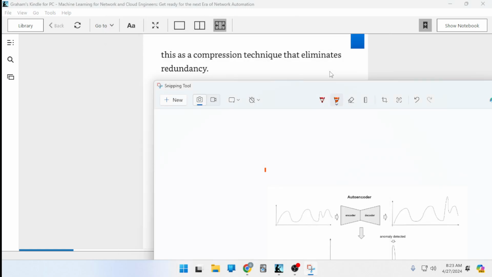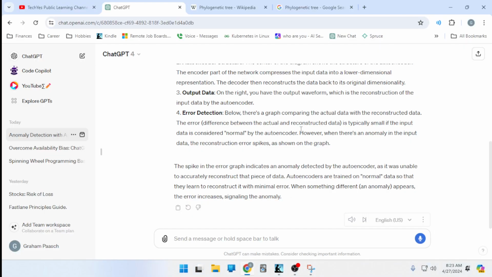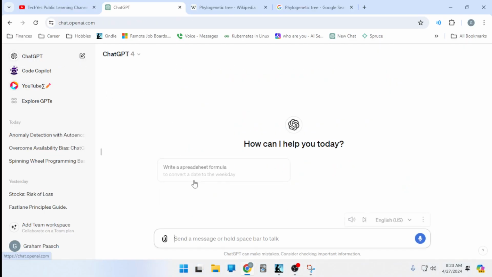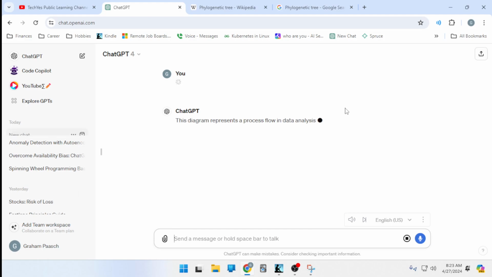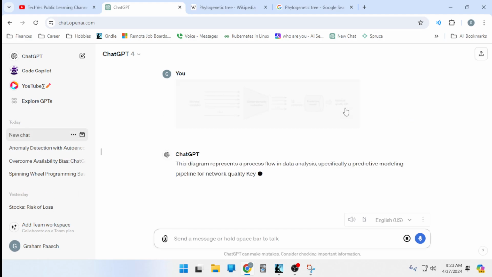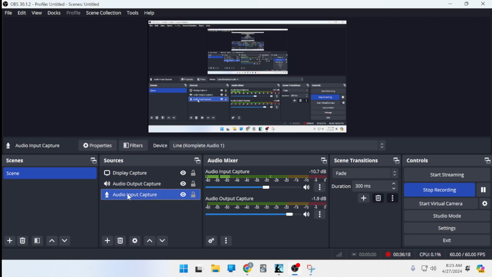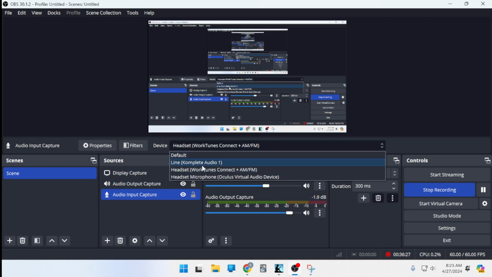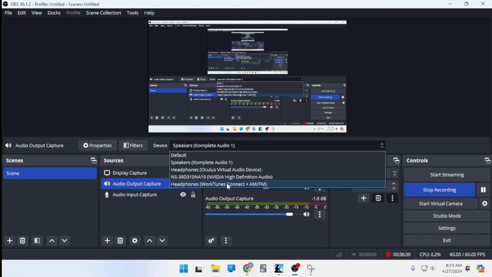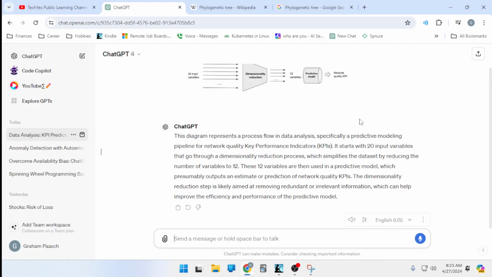Let's see what the AI has to say about it. Typically what the AI has to say is pretty useful. Of network quality KPIs. The dimensionality reduction step is likely aimed at removing redundant or irrelevant information, which can help improve the efficiency and performance of the predictive model.